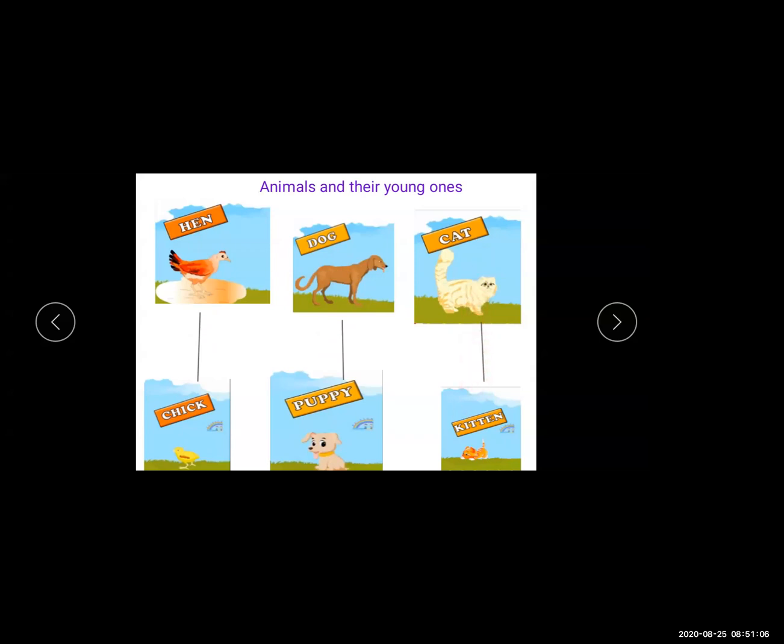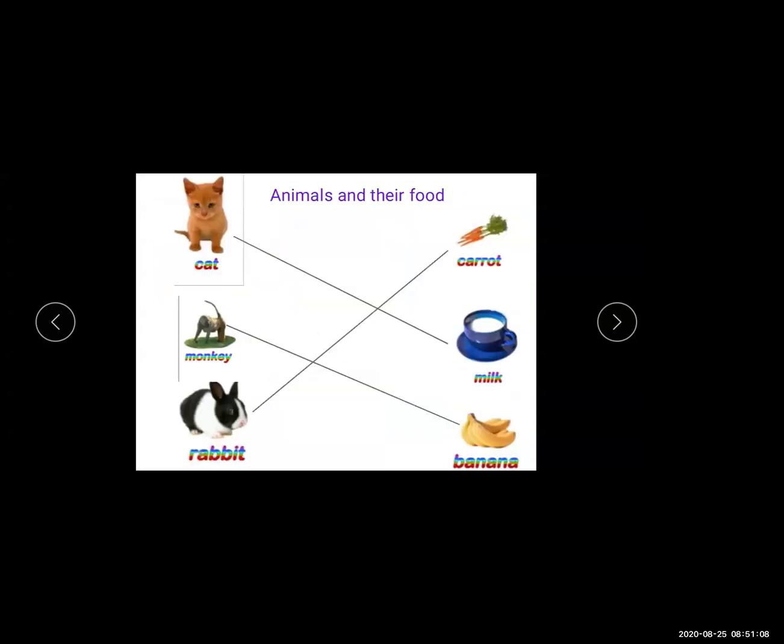Now we will move forward. See, now this is the cat. Here this is the monkey and rabbit. Do you know what cat likes to drink? Cat likes to drink milk. And monkey likes to eat banana. And rabbit likes to eat carrot.